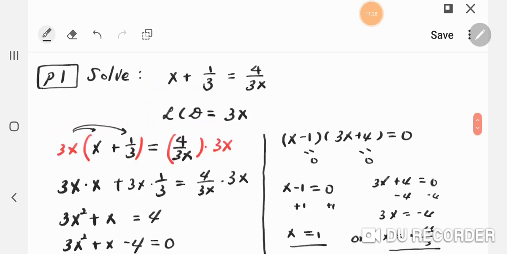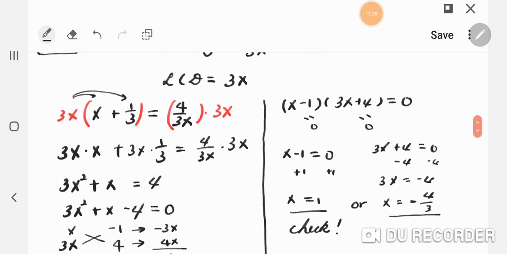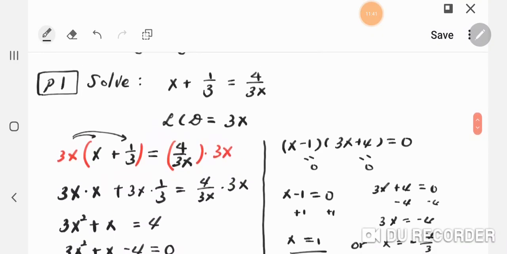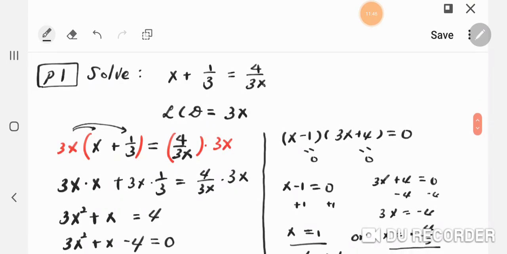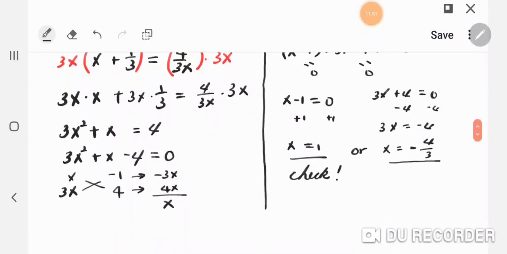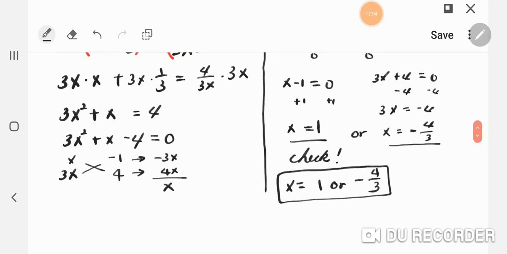So these two are the solutions, but always check. Check means if this value makes the denominator 0, then we will not include it in the solution. As you see in this original equation, the denominator is x. So as long as x is not 0, it's okay. Since we found two values that are not equal to 0, these two are the solutions. So x equals 1 or negative 4/3. This is the solution.